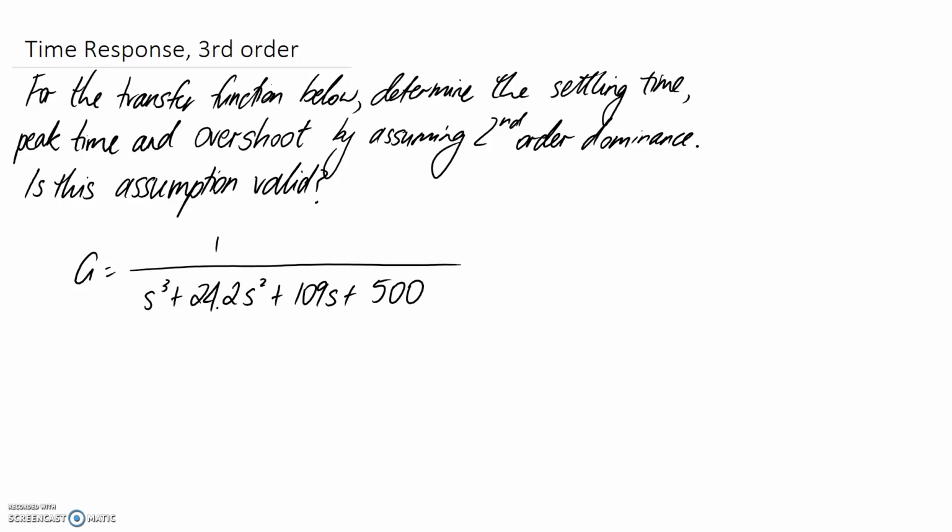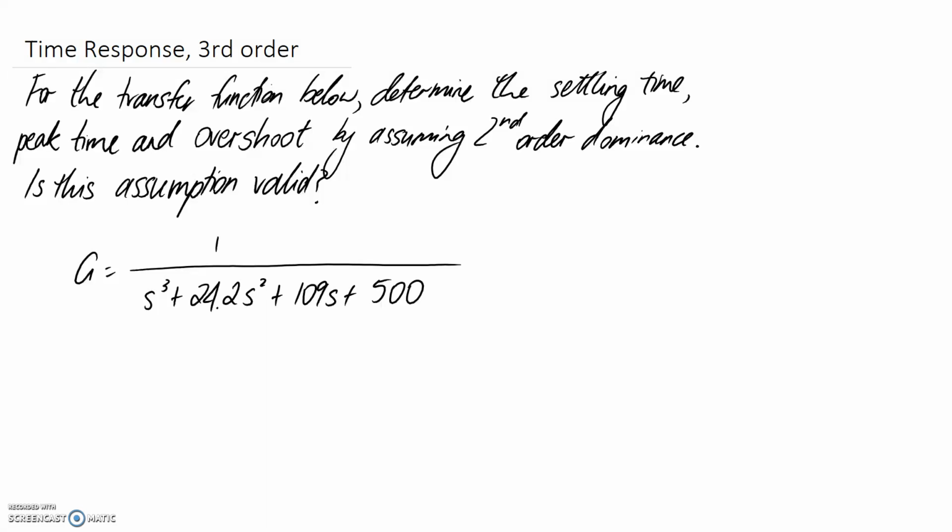So for this question, we're asked to look at the transfer function below and determine the settling time, peak time, and overshoot by assuming second order dominance, and then we're asked to justify whether the assumption is valid. So looking at our transfer function, we can see that it's already in the characteristic form. That means that we have a 1 in front as the constant for our highest power of s.